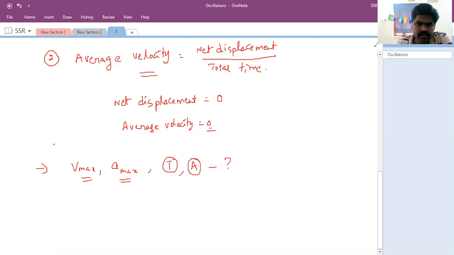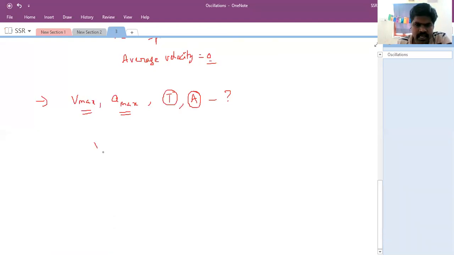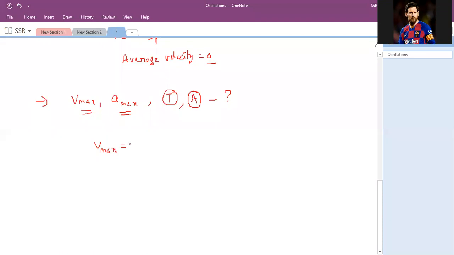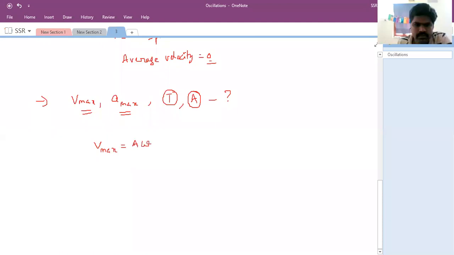For that, how to relate them? What is the relation? Vmax, maximum velocity, is equal to A omega. Yes or no? Vmax is equal to A omega. Then Amax is equal to minus omega square A. So magnitude only you can take. Magnitude of Amax is equal to modulus of minus omega square into A, that is equal to plus omega square into A. So Vmax is equal to A omega, and magnitude of Amax is equal to omega square into A.